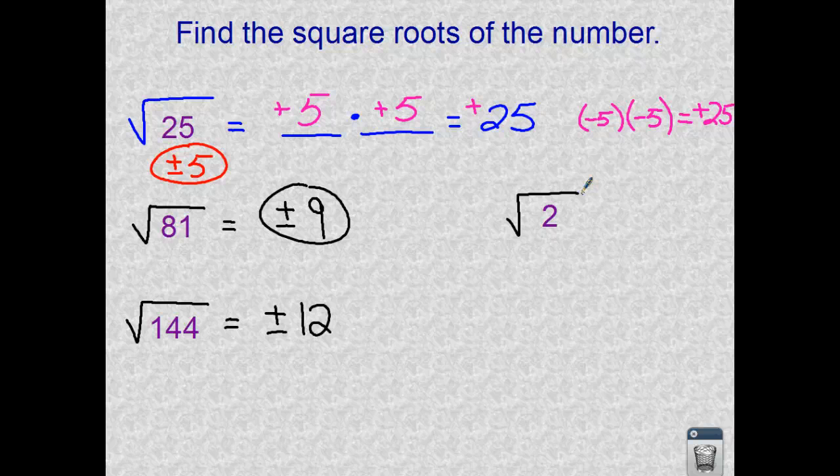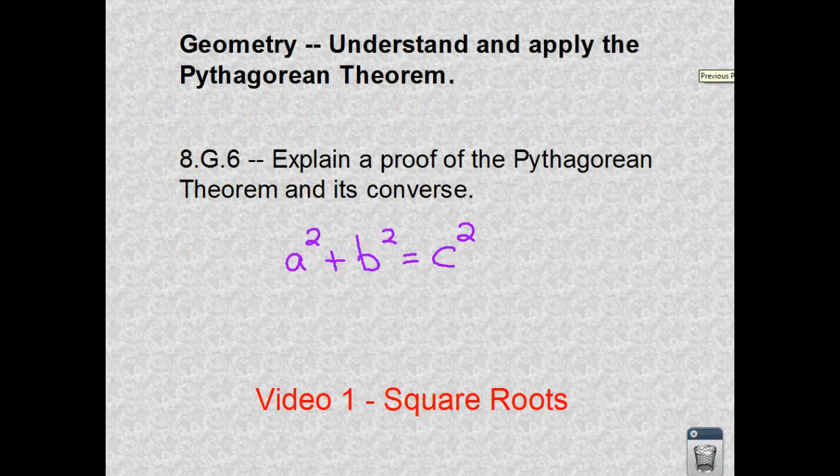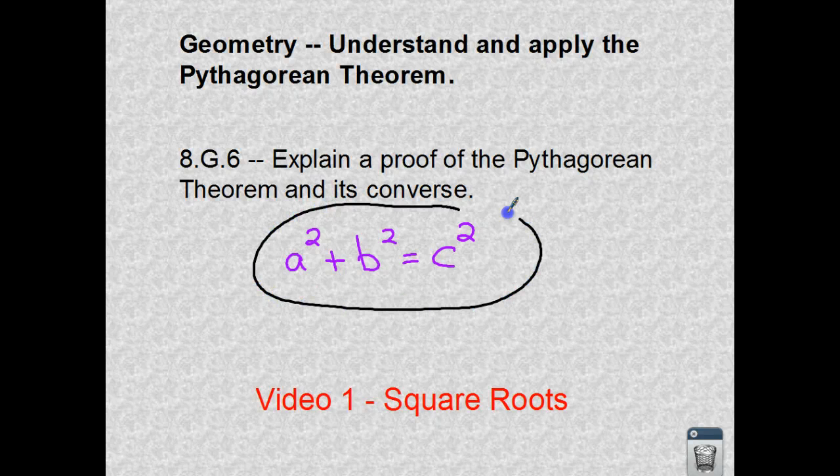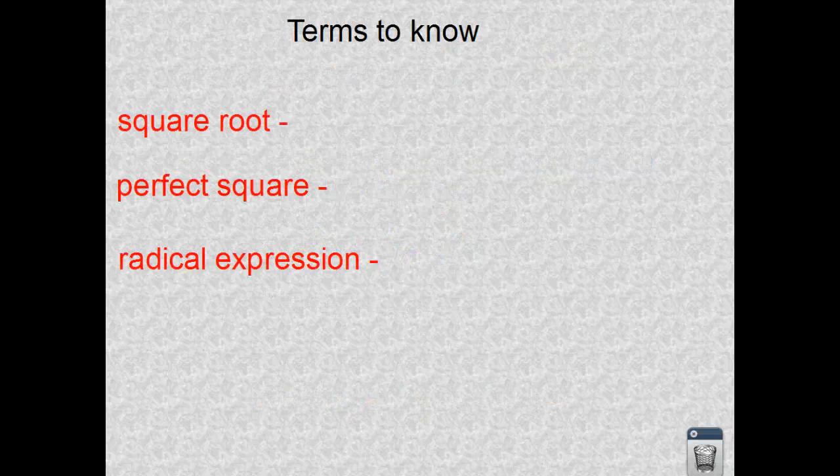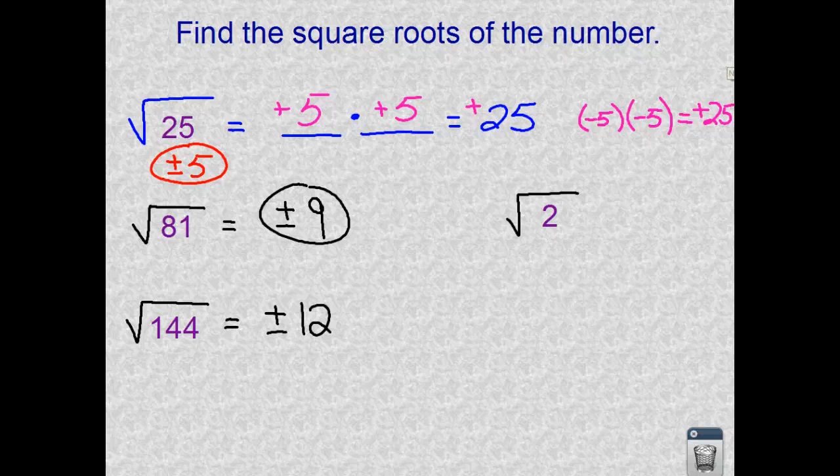But what I want to talk about today is leaving it in radical form. When we go back to this Pythagorean theorem right here, we are going to be leaving some of our answers in radical form because they aren't going to have that perfect square answer. And we'll get into that in the next video when we start talking about the theorem and also its converse. All right, so for today's purposes, we know that it is the square root of 2, final answer.